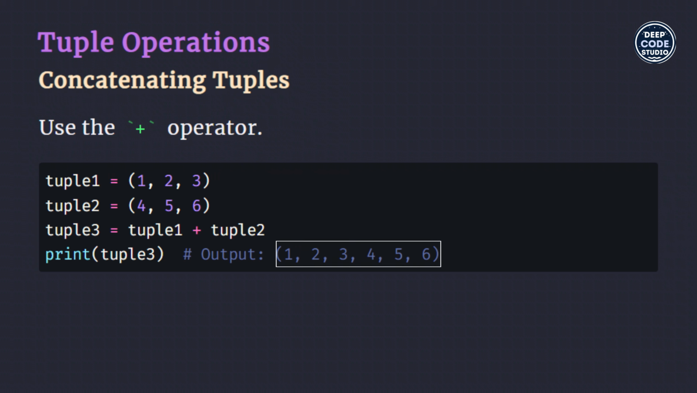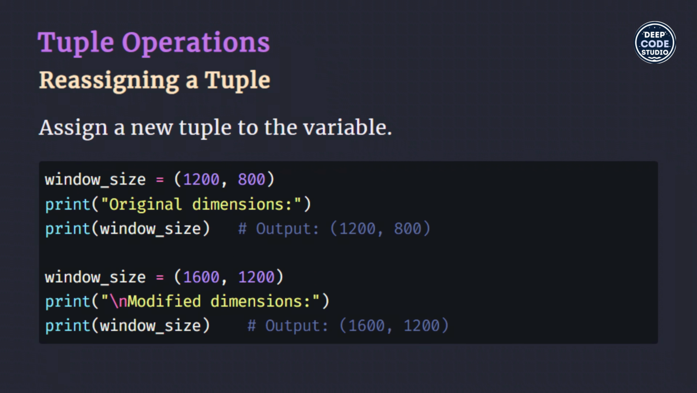As you can see in the output, now both my tuples are combined, or concatenated together, and the result is stored inside tuple 3. And this operation is useful for combining multiple tuples into a single tuple. Reassigning a tuple.